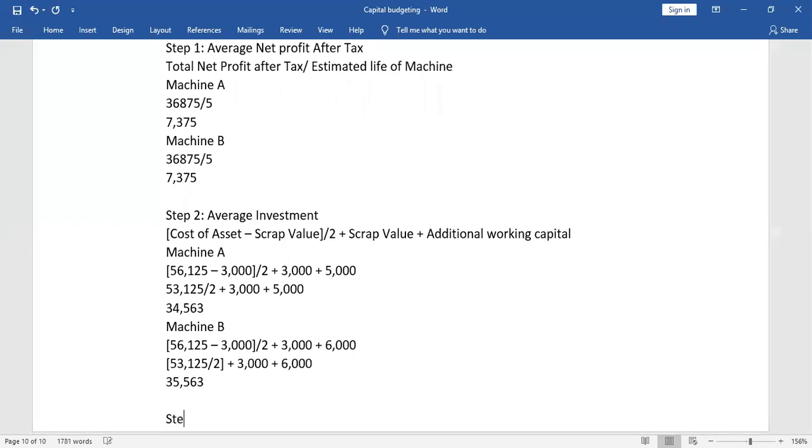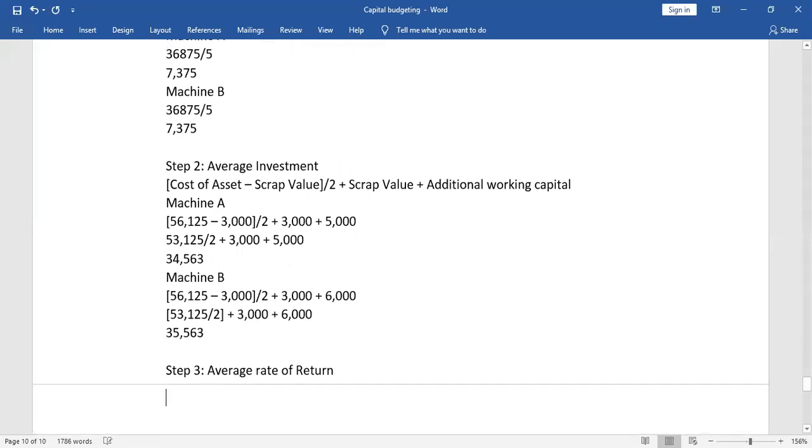Now we will go to step 3, which is the final step where we will come to know the average rate of return. The average rate of return formula is very simple. Average net profit after tax, which we got in our first step, divide by average investment, which we got in our second step.